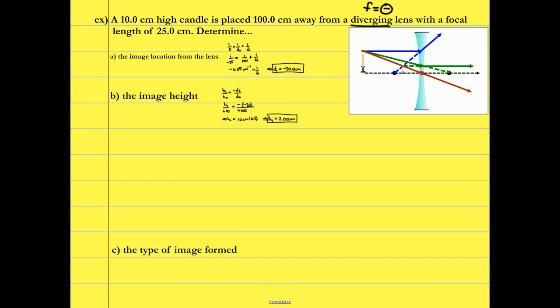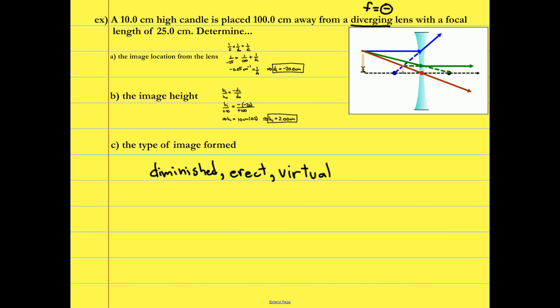We can get an answer to part C off the diagram pretty quick, but we can also get an answer considering the value and sign of part B and the sign of part A. Respectively, these tell us that the image is diminished, erect, and virtual.